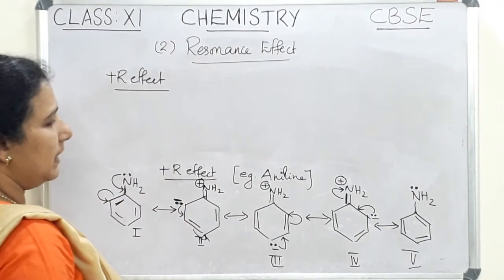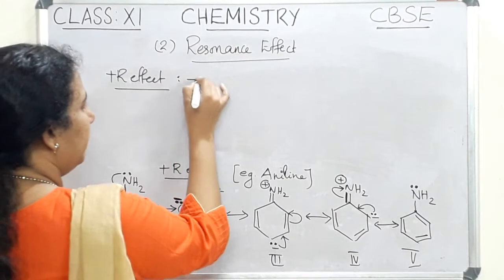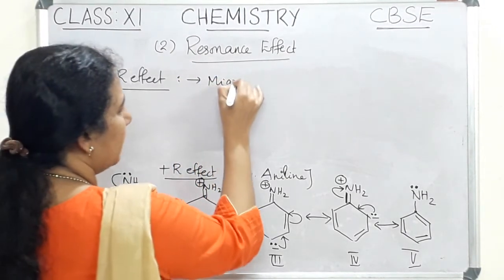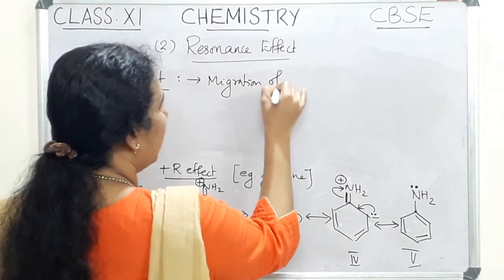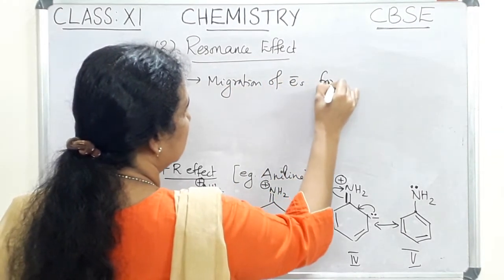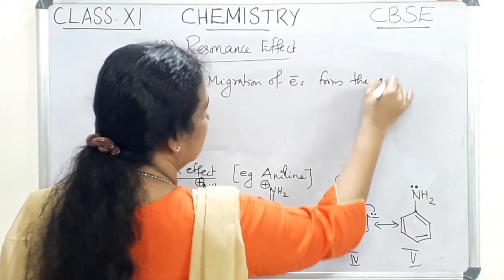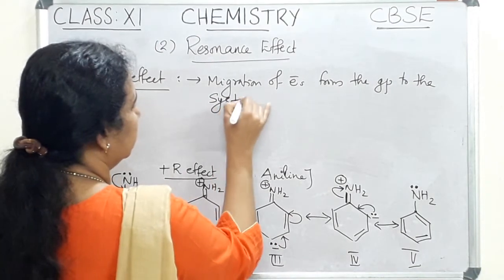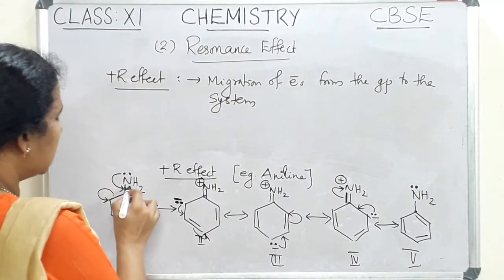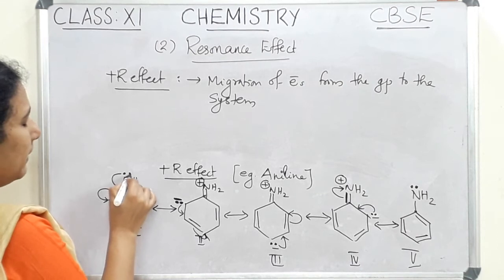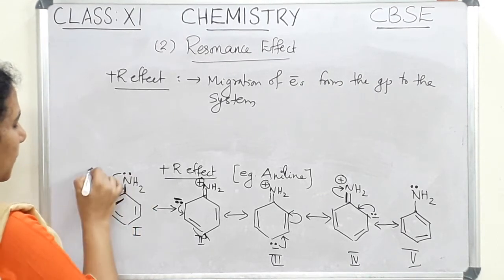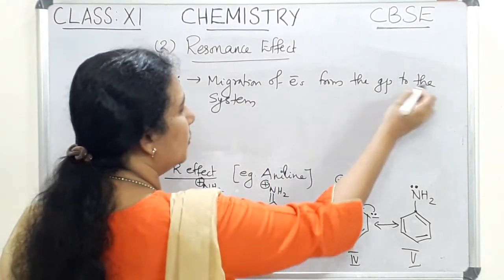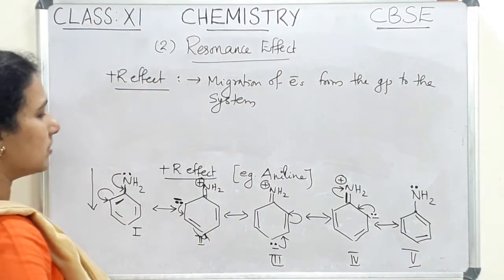So this is a plus R effect. Why is it called a plus R effect? Because of the migration of electrons from the group to the system. Actually, in this NH2 group, the electrons are migrating from the group to the system. So the migration of electrons from the group to the system is why it is called a plus R effect.